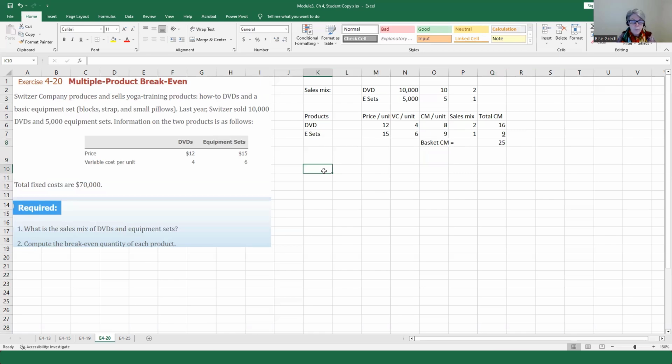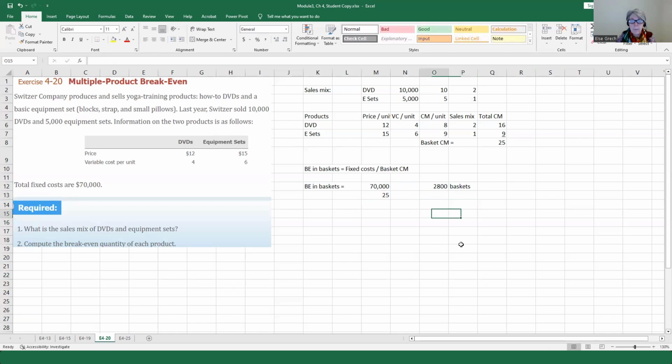So now I want to find my break even in baskets. This is going to be equal to the fixed costs divided by the basket contribution margin. So if I want to find the break even in baskets, what am I going to do? I'm going to take the fixed costs, which they told me was 70,000. And I'm going to divide it by the contribution margin per basket, which is $25. This will tell me how many baskets I have to sell. I have to sell 2,800 baskets.